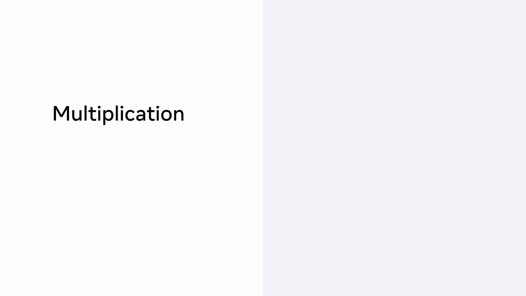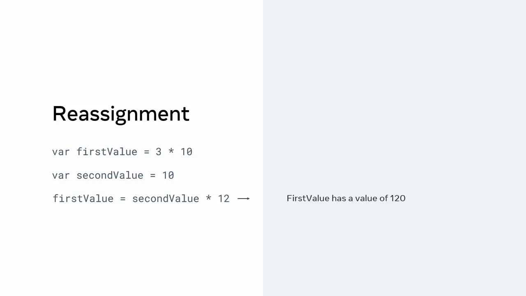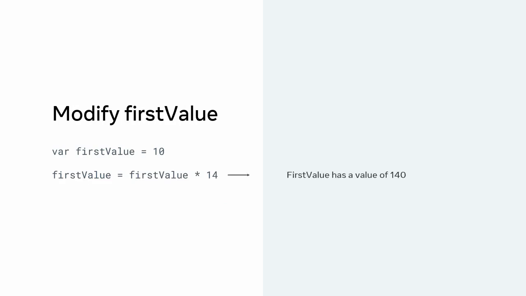For example, suppose you create a variable named firstValue and assign it the value of 3 multiplied by 10, which is 30. Now the value of 30 will be stored in the firstValue variable. You can also perform calculations based on other variables. For example, suppose you create another variable named secondValue and assign it a value of 10. Now if you assign the variable firstValue to be secondValue multiplied by 12, firstValue will have a new value of 120.